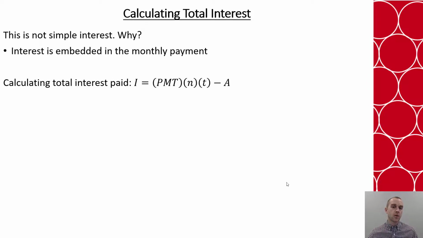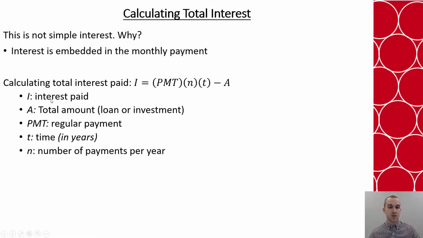If you want to know, the easiest way to calculate the total interest you pay is to take your monthly payment, multiply it by how many times you're paying a month, by how many years, and then subtract the original amount. So that's all these parts mean. My I is going to be that total interest I'm going to pay. A was that original amount of my loan or investment. Then I've got my monthly payments, my time in years, and then the number of payments each year.